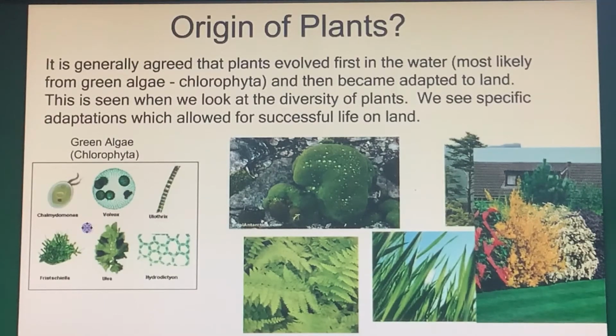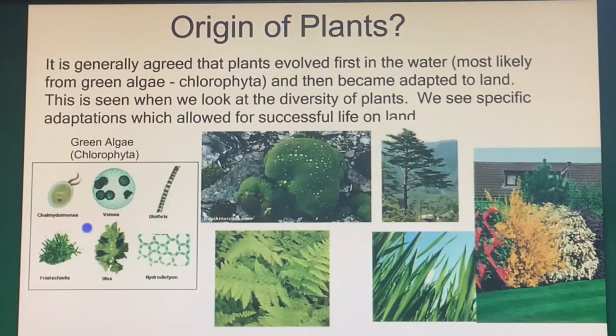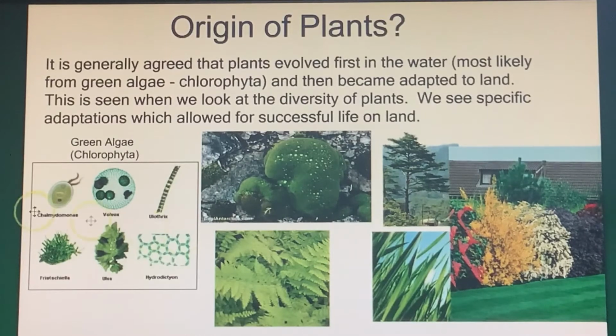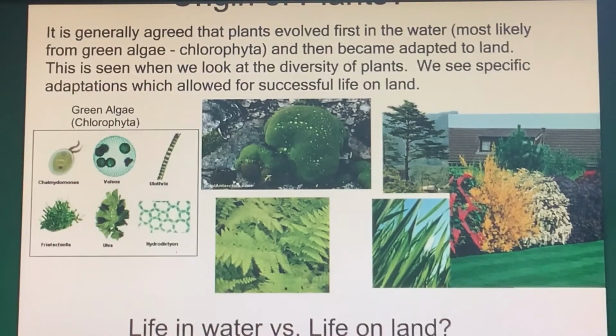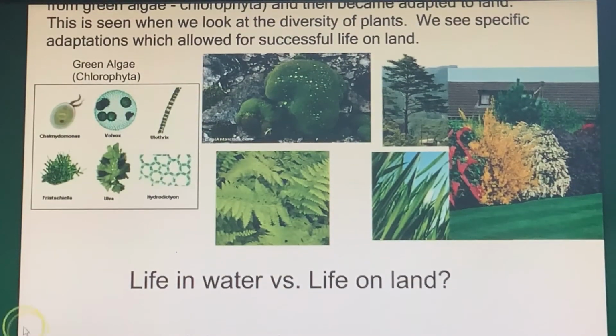Well, to do that we have to make some adaptations because algae are fully aquatic and plants eventually evolved to move onto land. So we can see some pictures of various plants over here. So how do we get from here to here? What specific adaptations will we see which will allow for successful life on land? Well, let's consider what's the difference between life in water and life on land. What are the obstacles that living on land presents that we don't have when we live in water? Well, let's investigate. Adaptations helpful for plant life on land.